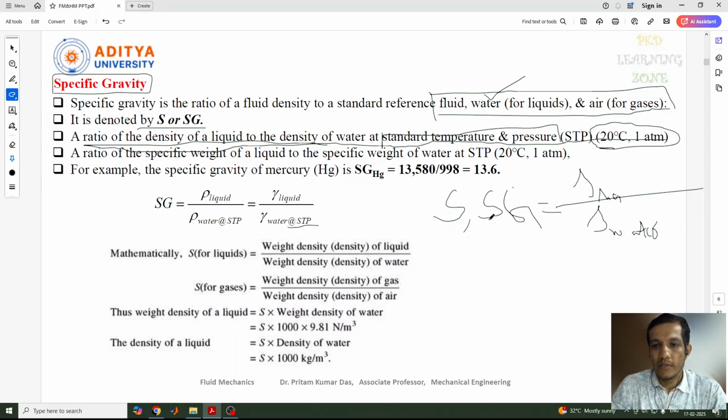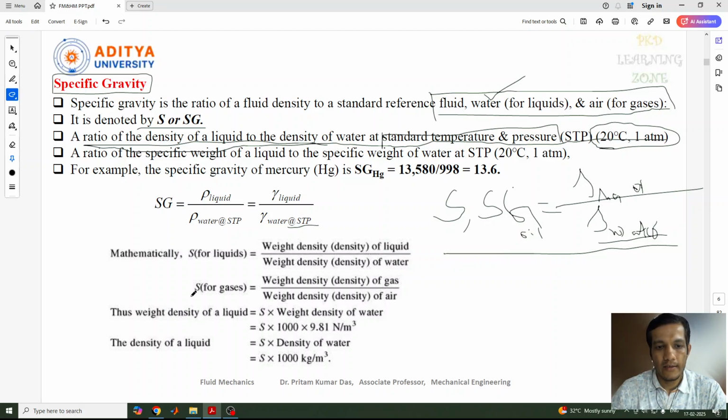So the specific gravity can be identified for any kind of liquid. Suppose I want to calculate the specific gravity of oil. I can take specific gravity of oil equal to the density of oil, so we need to know the density of oil, divided by the density of water. Then we can calculate the specific gravity of any kind of liquid. This is for the liquid case.